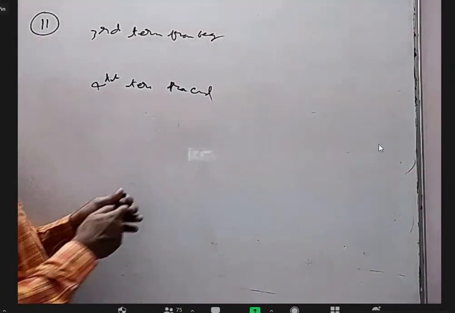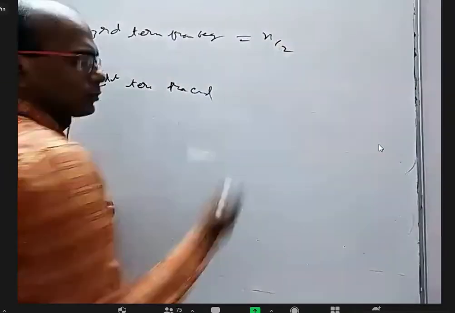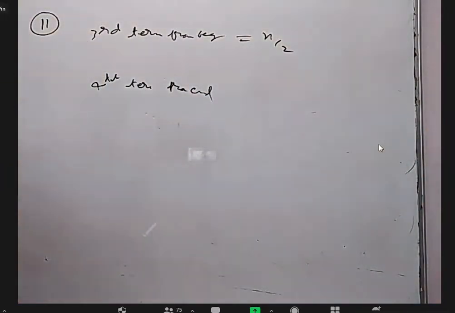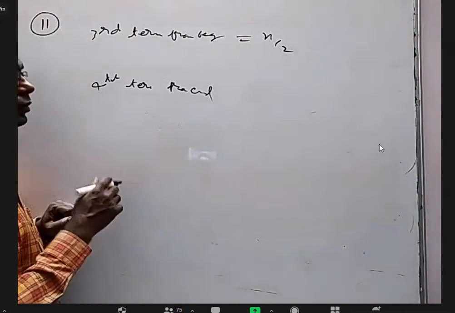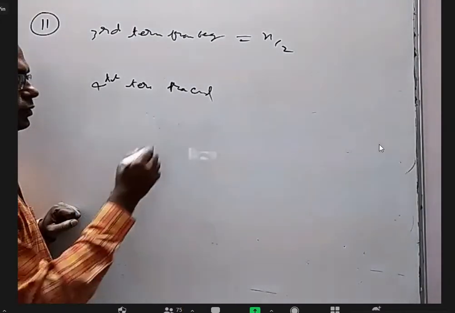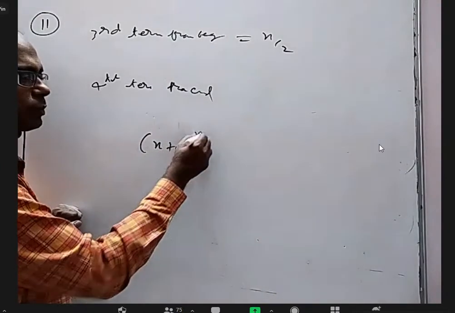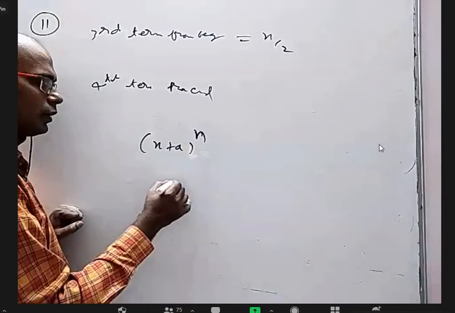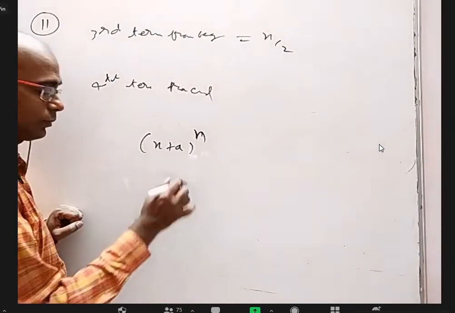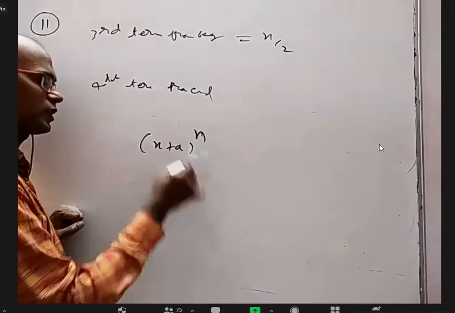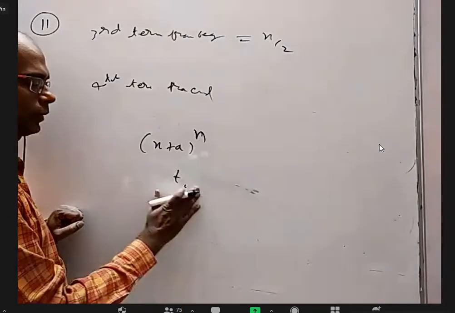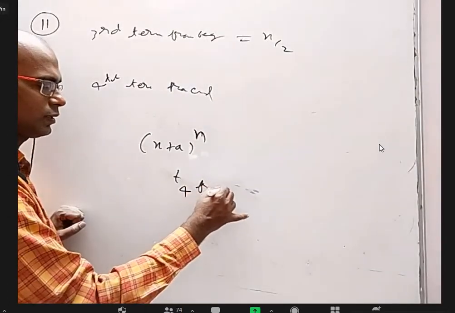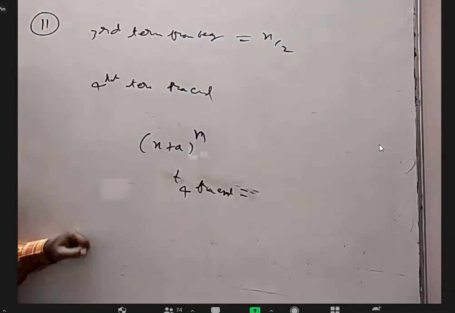Third term from the beginning means you'll get nC2, right? Coefficient. Okay. Fourth term from the end. If somebody asks you not from the beginning but from the end, forget about this. If I take (x plus a) whole power n, seventh term may be difficult to count. Let us take fourth term from the end. From the beginning, it will be which term? Anybody want to tell?